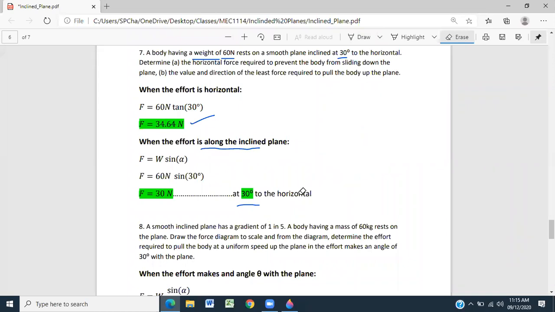And remember, do your calculations, do your experiment, and find whether pulling horizontally, pulling parallel to the plane, or pulling at some angle to the plane, which one is more efficient, right? Which one requires the least force? So do your different calculations and get back to me. But for this question, let's use when the effort is along the plane, or parallel to the inclined plane.